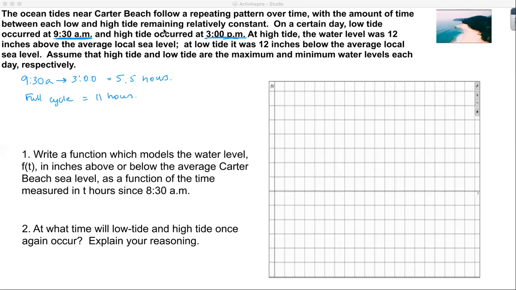It's saying at high tide, the water level was 12 inches above the average sea level. And at low tide, it was 12 inches below the average sea level. Okay, so what is that telling me? Well, that tells me my amplitude, right? If I know that my average sea level is at 0 and it's going 12 above and 12 below, that's telling me that my amplitude has to be 12. It's the distance between the midline and the maximum and the minimum. Low tide and high tide are the maximums and the minimums. So I know right away that my amplitude has to be 12 inches.